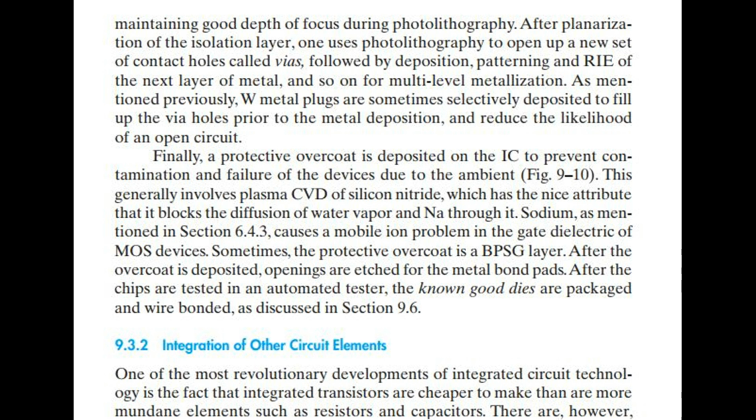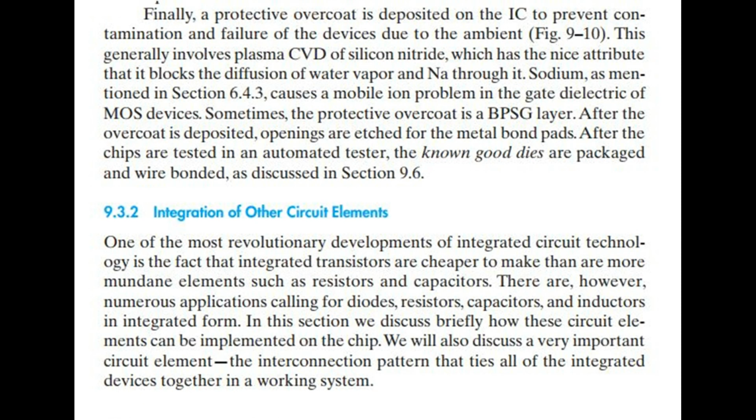Sometimes, the protective overcoat is a BPSG layer. After the overcoat is deposited, openings are etched for the metal bond pads. After the chips are tested in an automated tester, the known good dies are packaged and wire bonded, as discussed in section 9.6. Integration of other circuit elements.